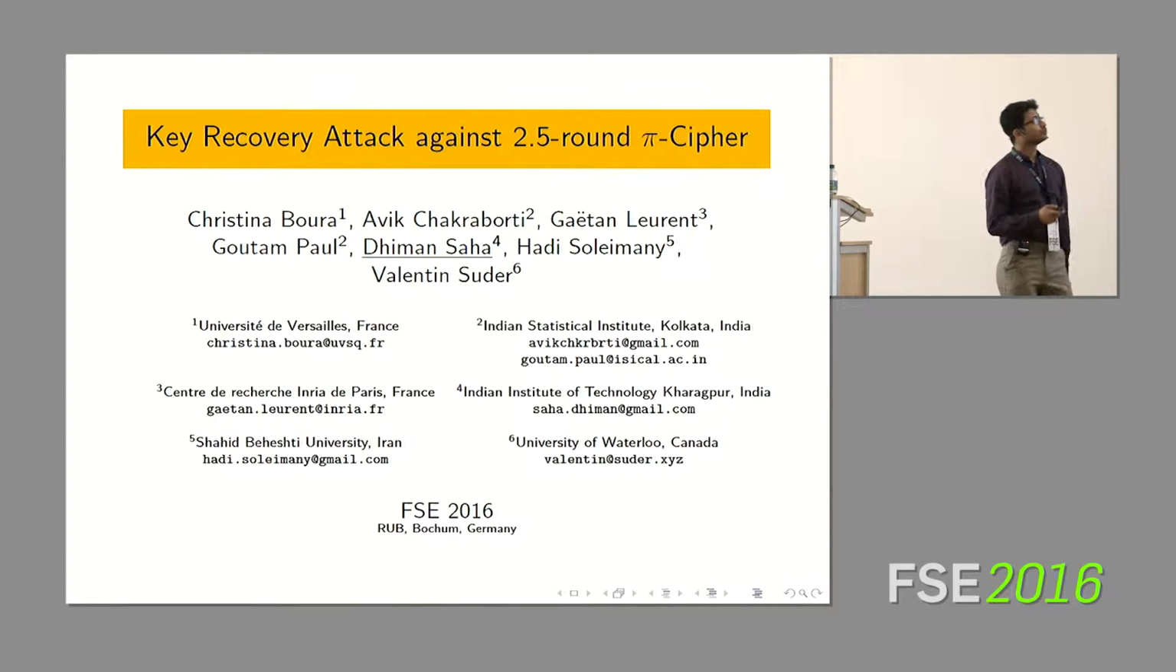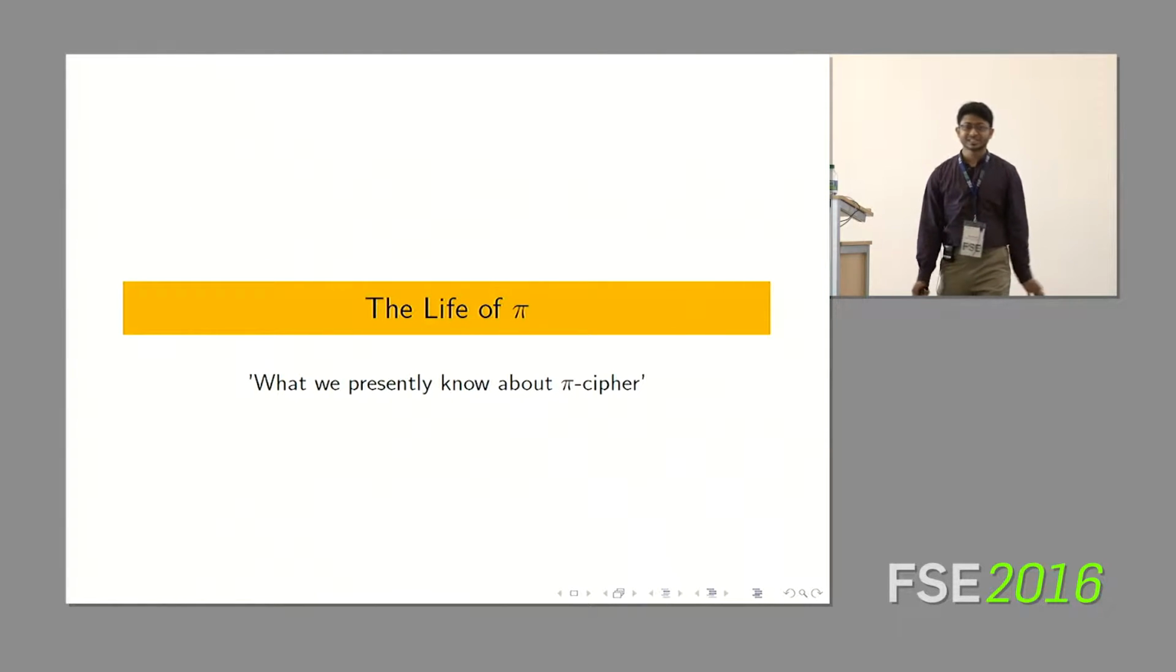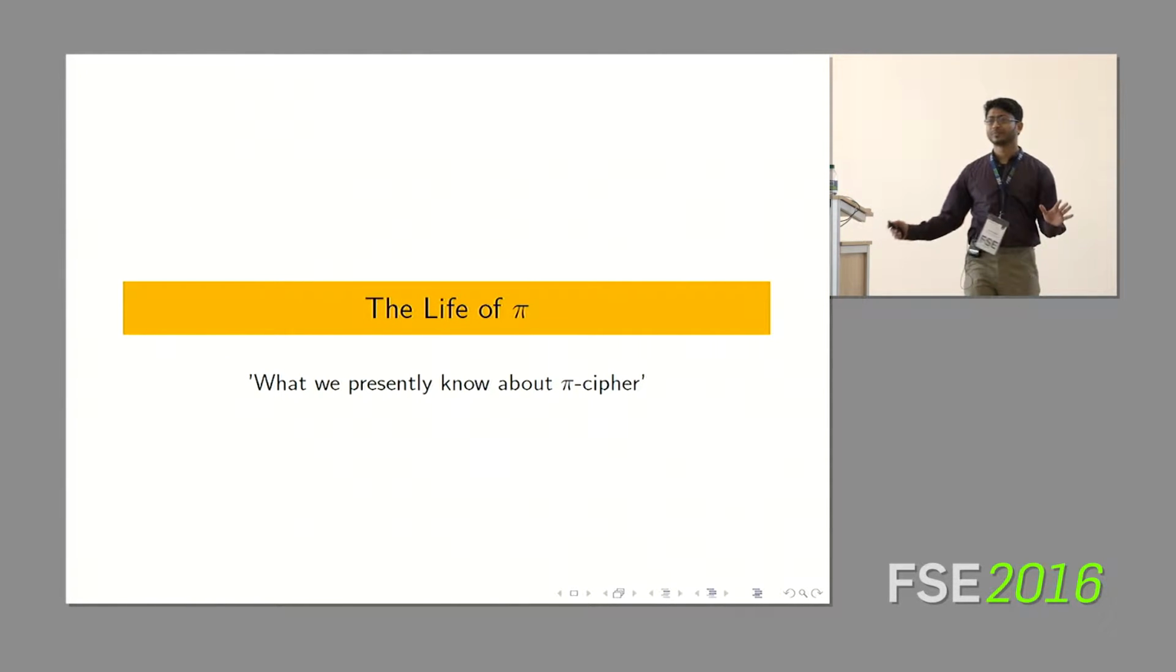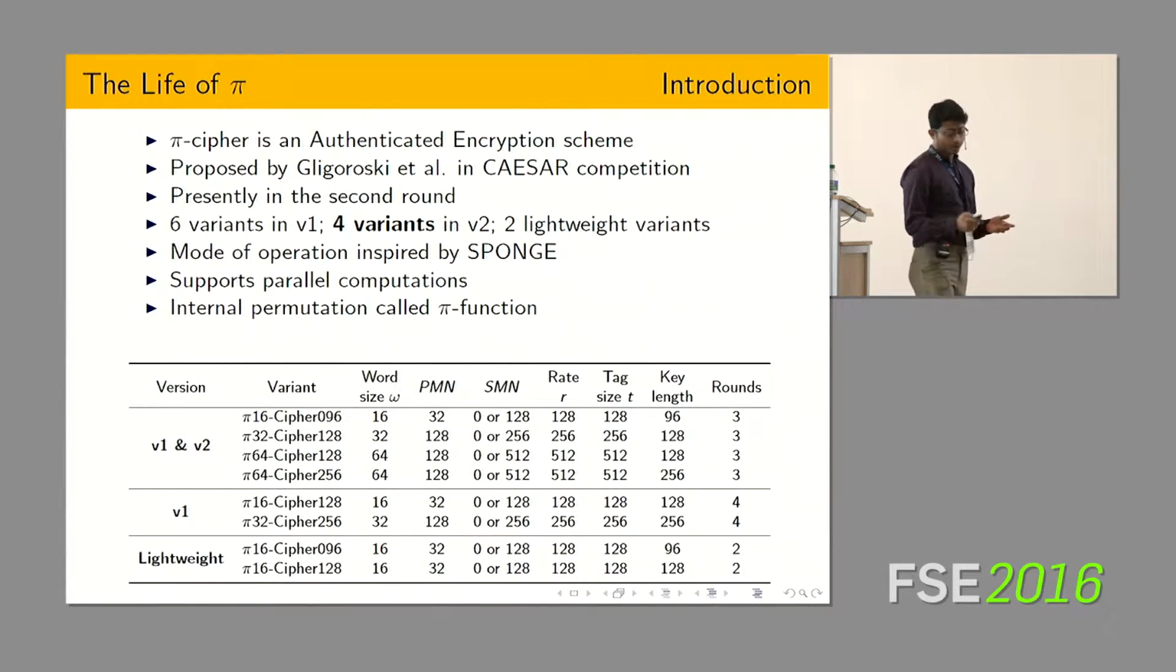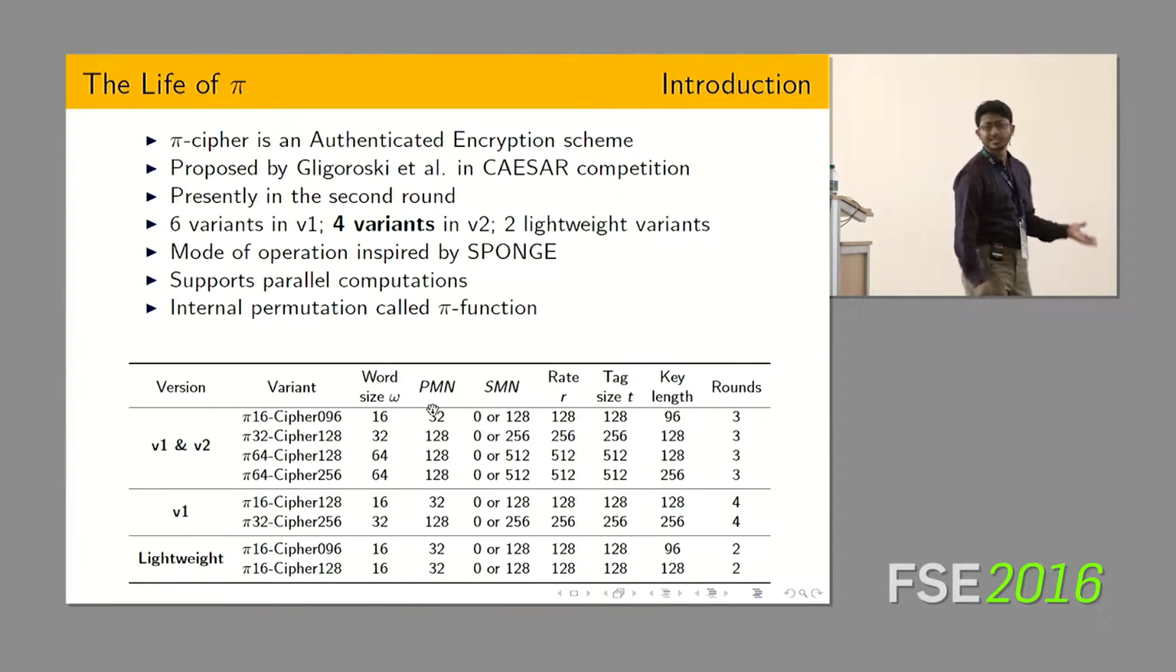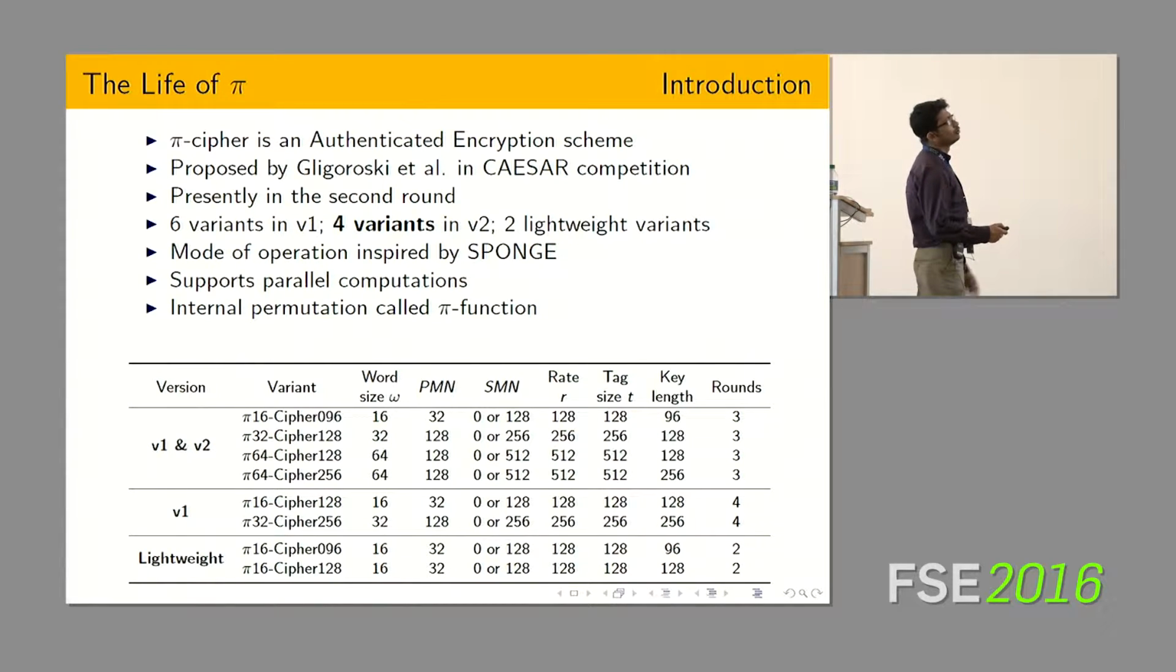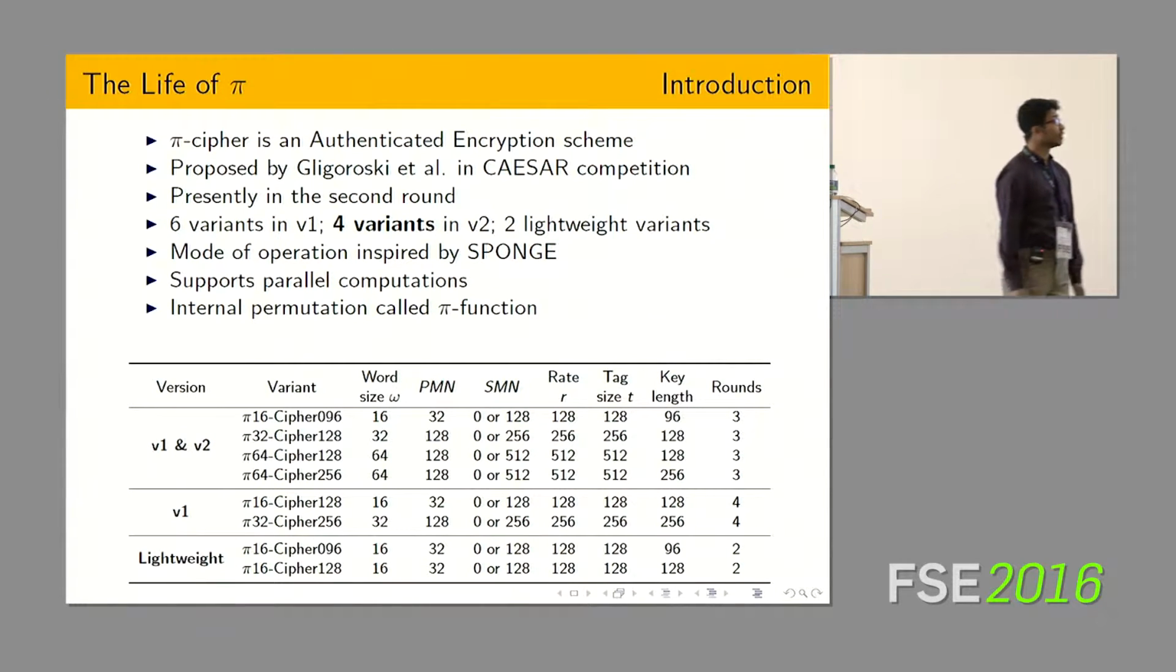Okay, so I like to call this part of the presentation the life of Pi. We want to introduce you to this cipher first, and let's see what we know about it. All of us know about authenticated encryption. We had a lot of talks during the previous days, and I will not go into the details, but this cipher is a submission to the competition, and it is presently in the second round.